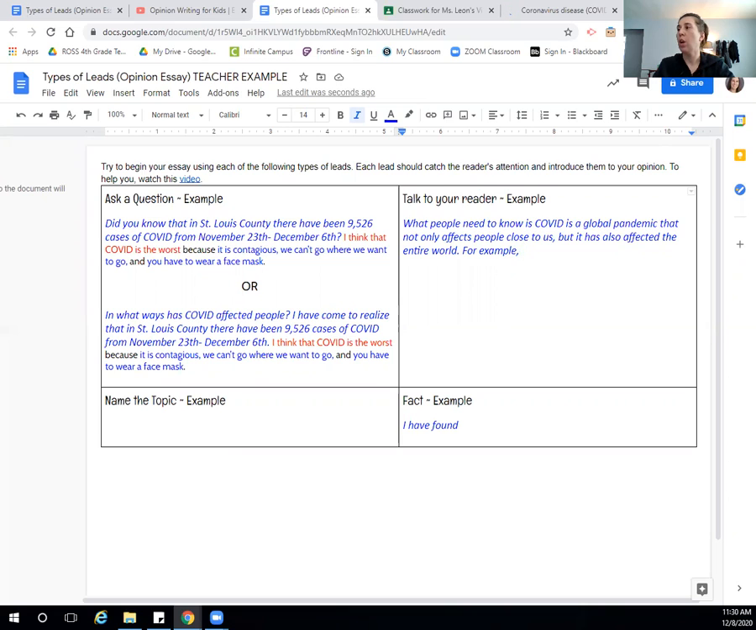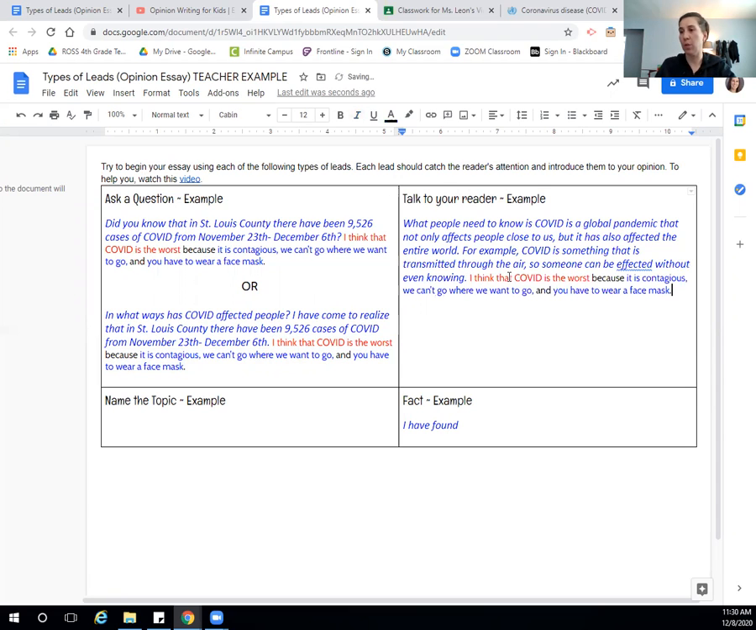For example, COVID is something that is transmitted through the air. So someone can be affected without even knowing. And then you go ahead and you copy, and then I want you to paste your thesis statement. So then your reader will know what you are getting into.